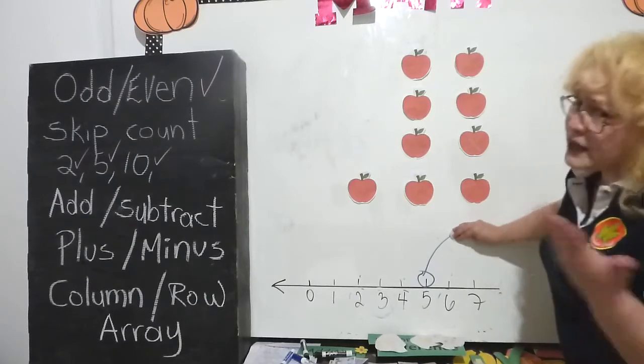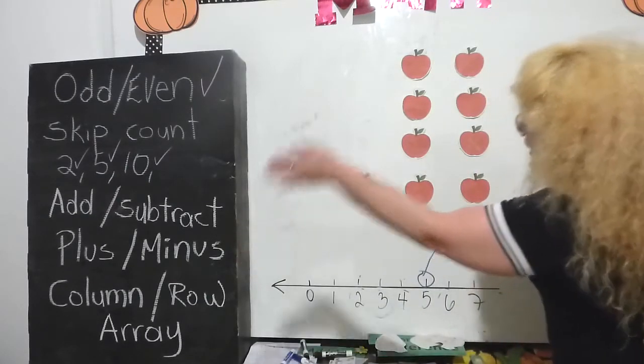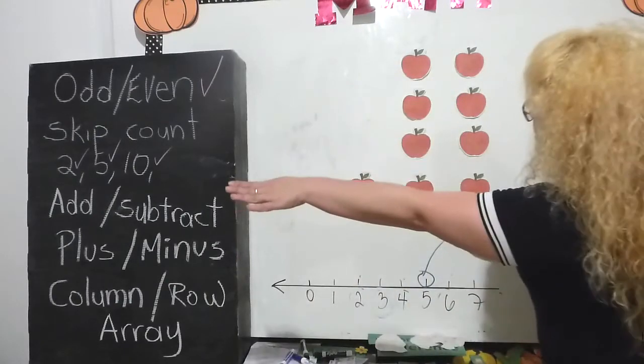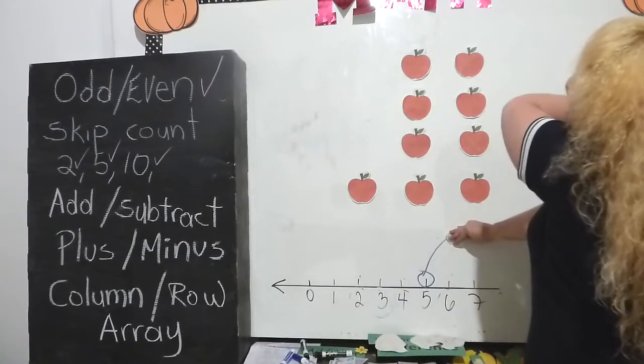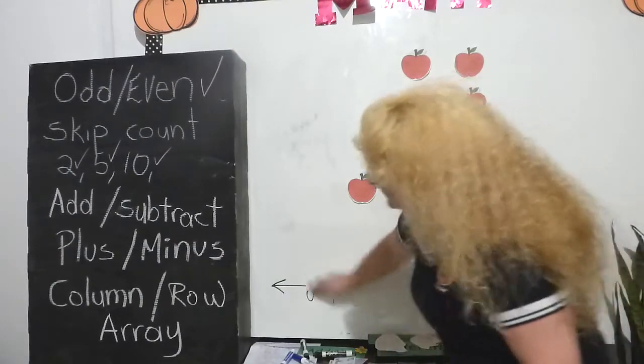And what's a number line? A line that has numbers and an arrow here, an arrow here, smaller numbers there, bigger numbers here. Okay, dokie.